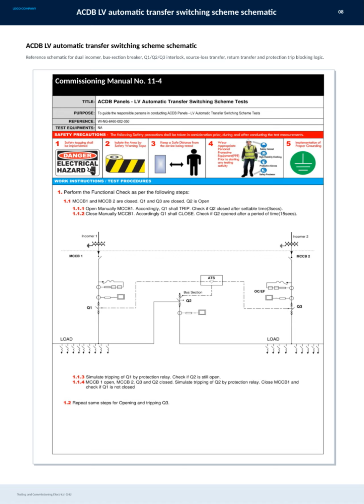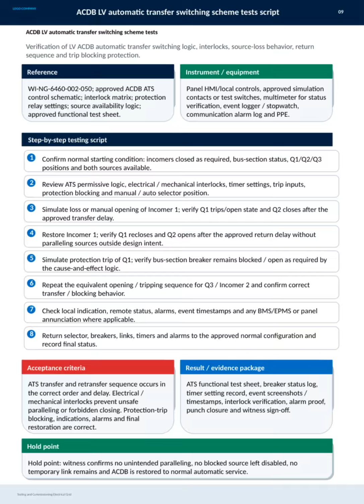This information is drawn from commissioning manual number 11-4 and is vital during the testing and commissioning phases of the electrical grid. On this slide, we focus on the testing and commissioning of the ACDB automatic transfer switching scheme. The main goal here is to verify the proper functioning of the transfer switching logic, including interlocks, source loss behavior, return sequences, and trip blocking protection.